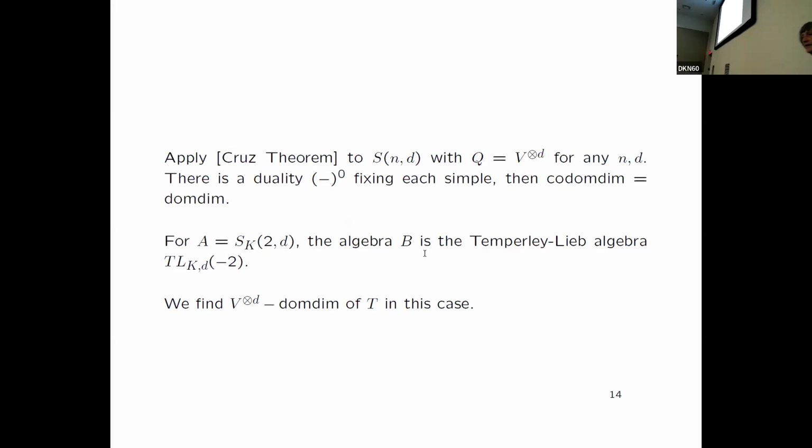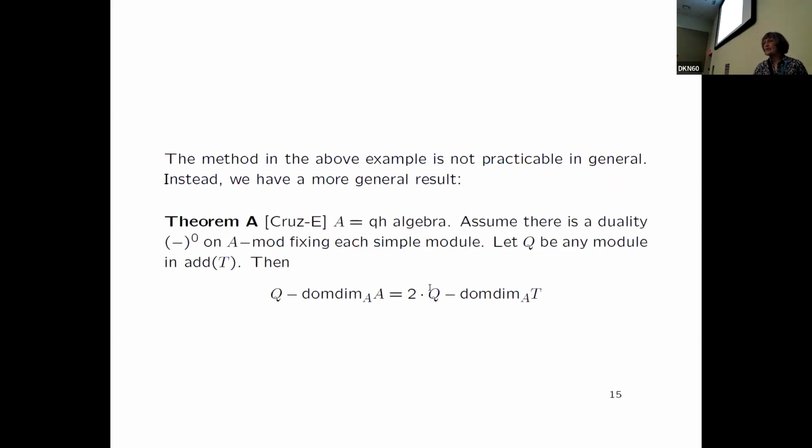So what I was interested in doing is computing the relative dominant dimension of T in this case. I suppose I have 10 minutes, but I can always stop when I'm tired and you don't want to see all details. The first thing I should say, the method to compute this relative dominant dimension in the example is obviously not practicable, so we needed something more general, and so we have this theorem.